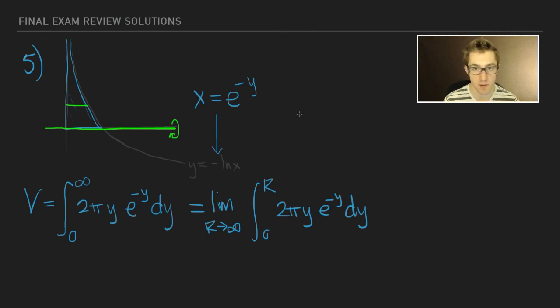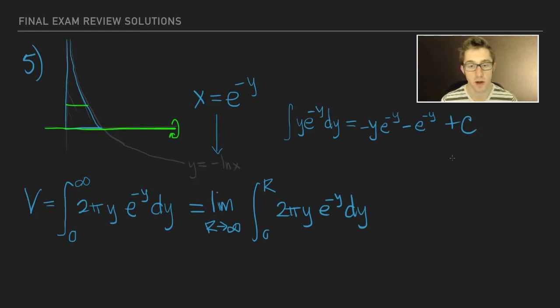Off to the side, we would want to solve by itself the antiderivative of y times e to the negative y dy. As before, you just do this with integration by parts. You get y times e to the negative y, minus, actually I think there's a minus sign here, minus e to the negative y. Let me check that. Alright, so we have this antiderivative, which you could find on your own.